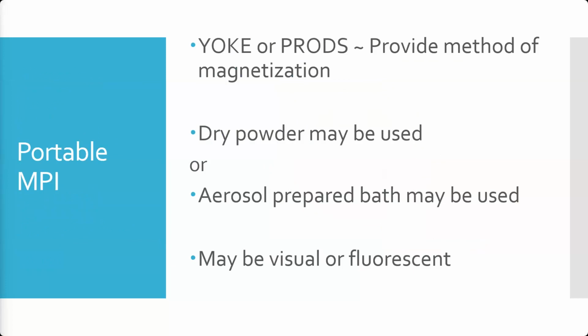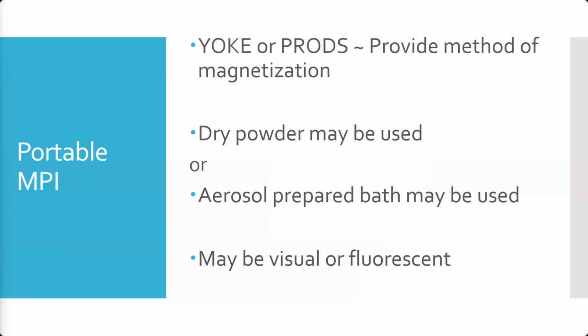Another method for performing magnetic particle inspection that we won't be doing, but that we need to know about, is portable magnetic particle. This is using something called a yoke or prods. There are 2 different devices that provide our magnetization. So rather than having a fixed bench, we have a portable yoke or a pair of prods that plug into the wall. And they're basically a portable electromagnet that you can bring up to your objects.